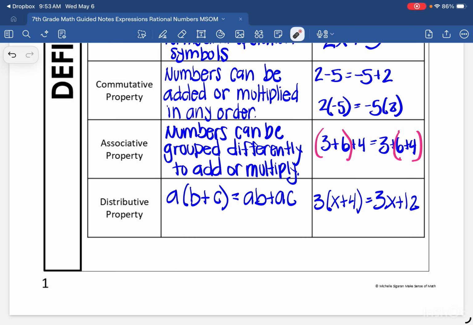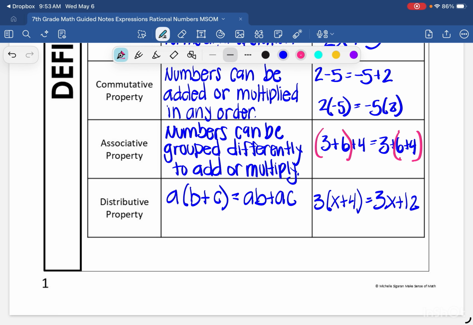The distributive property states that A times the quantity B plus C is the same as A times B plus A times C. In an example, this looks like 3 times the quantity x plus 4 is the same as 3 times x plus 3 times 4, which is 12.